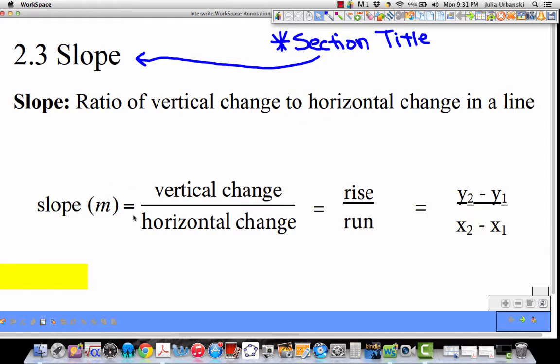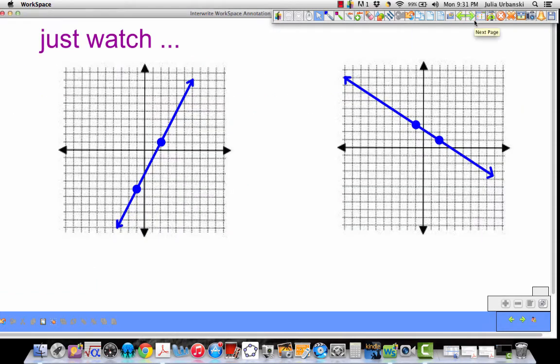So the slope can be written several different ways. The vertical change over the horizontal change, or you'll recognize this one, rise over run. That means that you have to do the vertical direction first and then the horizontal direction on the bottom. Or we also can do it as y2 minus y1 over x2 minus x1. Just watch these. You don't have these in your notes.